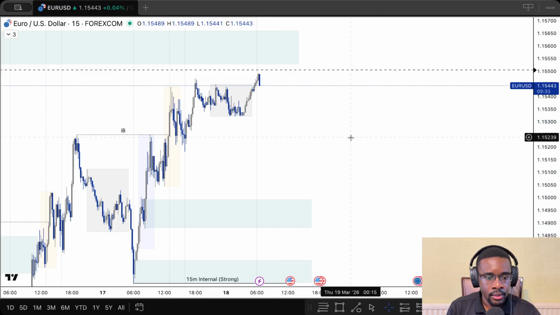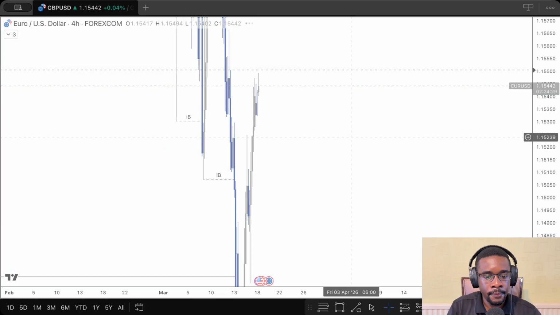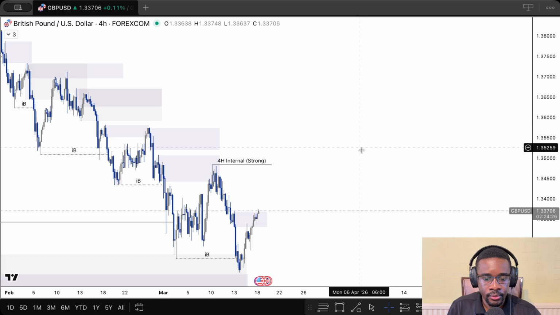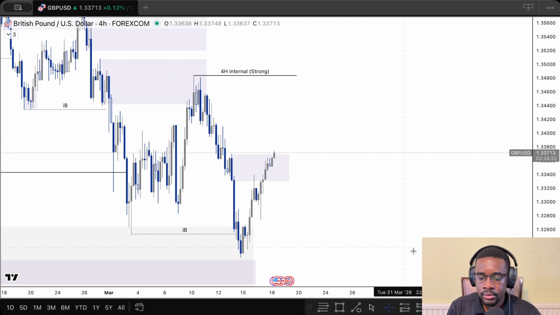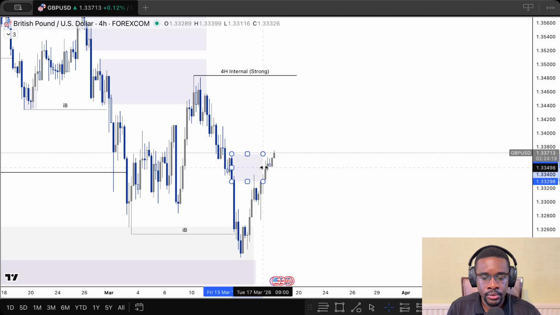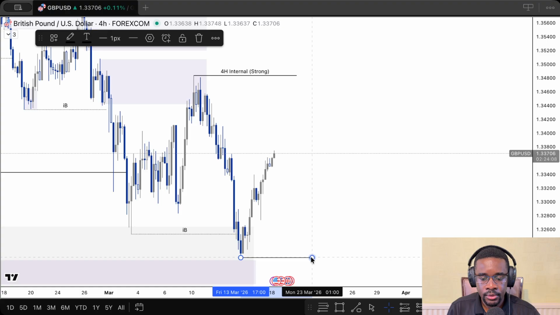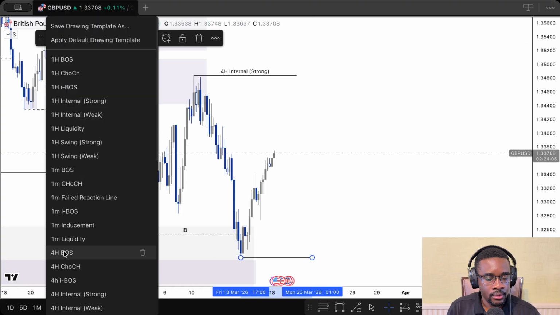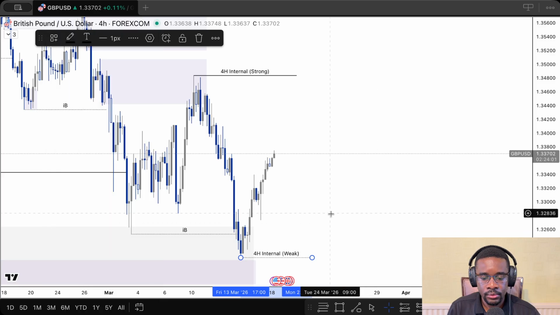So looking at the GBPUSD on the 4-hour, this is what we're seeing. Supply starting to fail. So this is currently our range that we're in. So that becomes our weak internal.